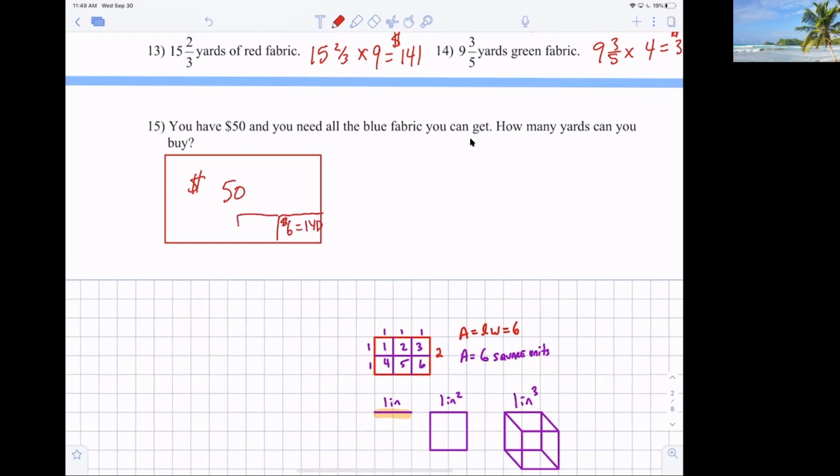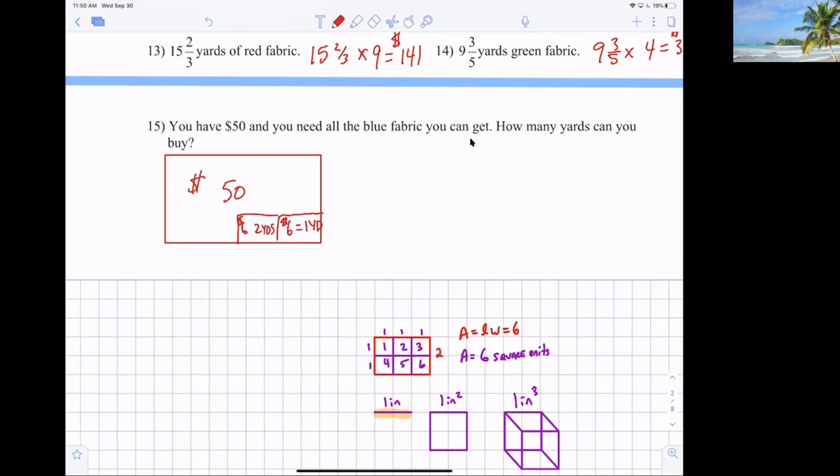So now I'm going to make another $6. How many is that? Yep, $12 altogether, so I can buy how much? 2 yards now. All right, that's the total. What am I doing? This is what I'm trying to show you guys. What am I doing to the $50?